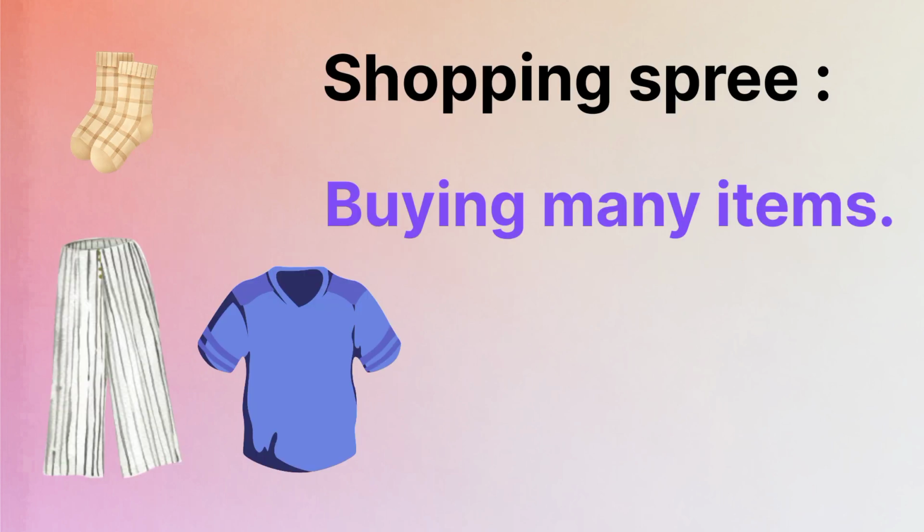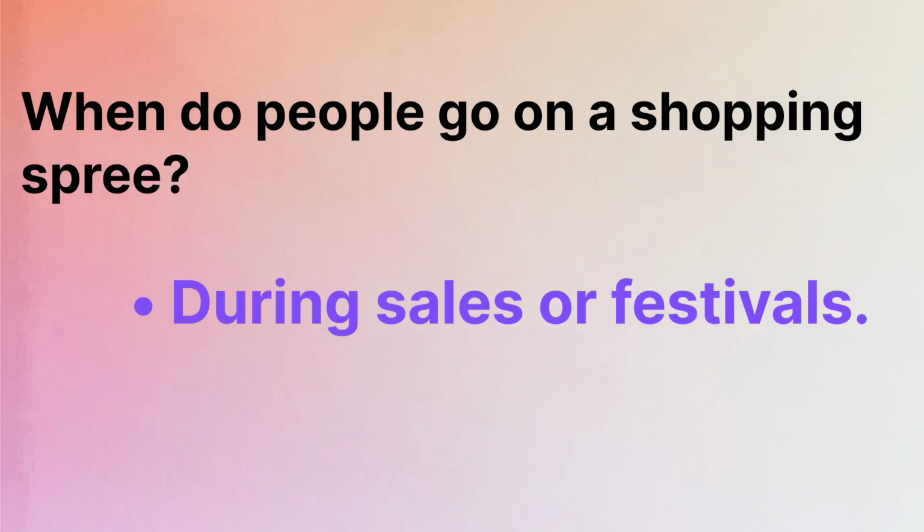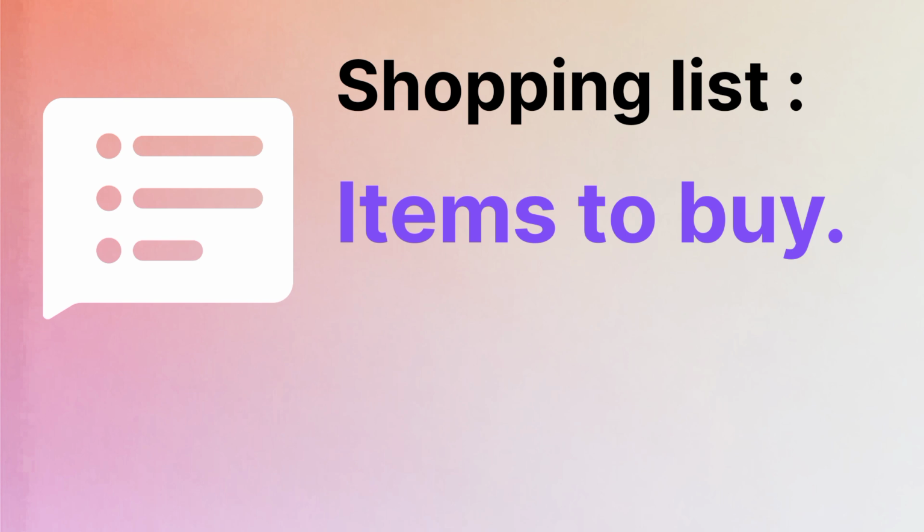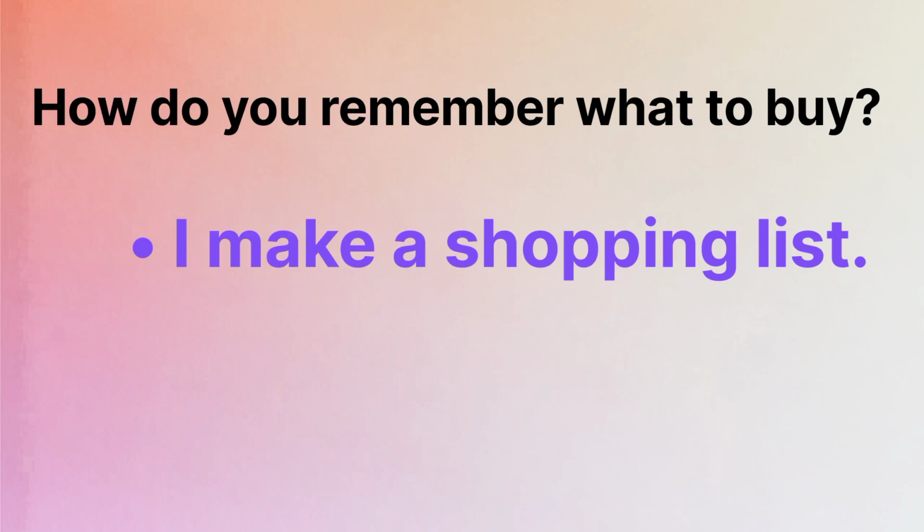Shopping spree. It means buying many items. For example, when do people go on a shopping spree? During sales or festivals. Shopping list. It means items to buy. For example, how do you remember what to buy? I make a shopping list.